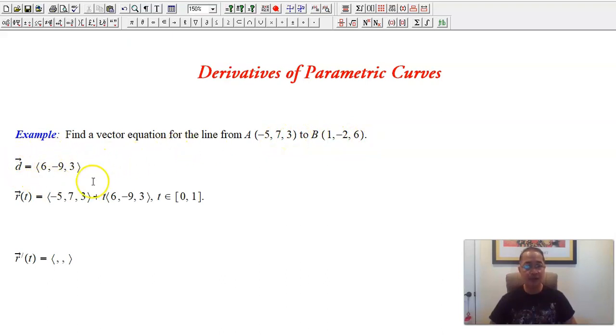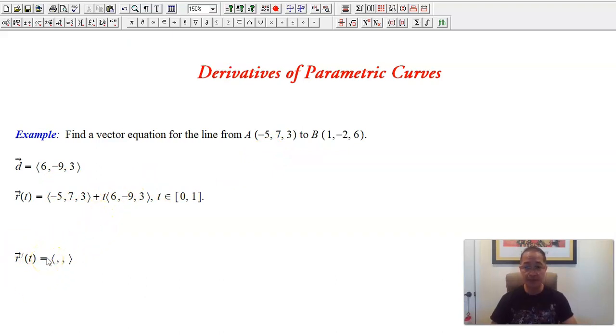Okay, so there is our direction vector. But if you compare this to our last video, we said we could ignore a factor of 3. However, because I want to start at A and finish at B, let's keep that direction vector just the way it is. So the r(t) that we get is the starting point, minus 5, 7, 3, turned into a vector, plus t times the direction vector.